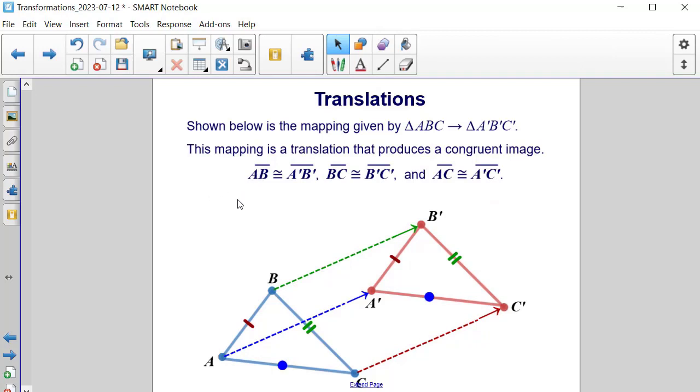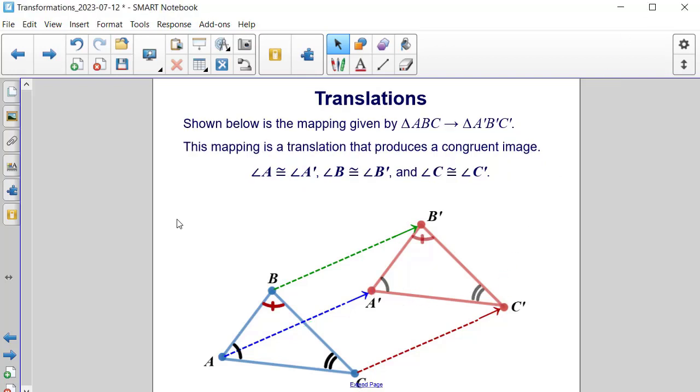This mapping is a translation that also produces a congruent image. So segment AB is congruent to segment A prime B prime. Segment BC is congruent to segment B prime C prime. And segment AC is congruent to segment A prime C prime. A translation also produces congruent angles within the image. So angle A is congruent to angle A prime, angle B is congruent to angle B prime, and angle C is congruent to angle C prime.